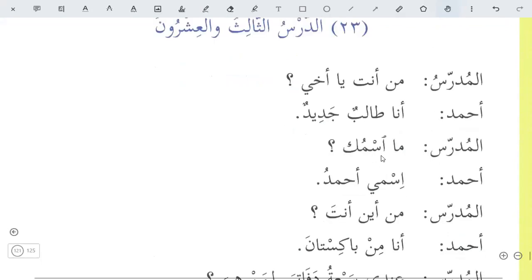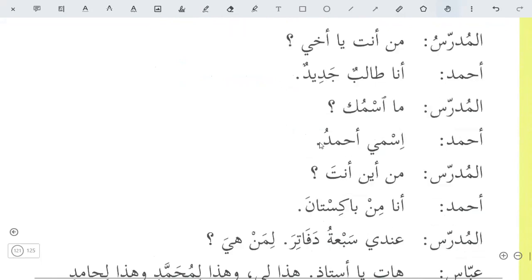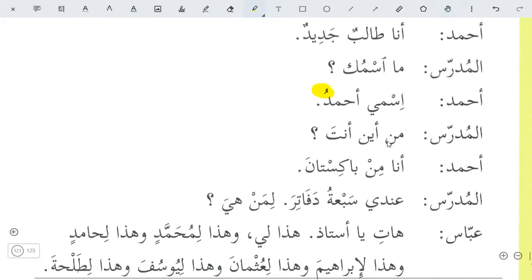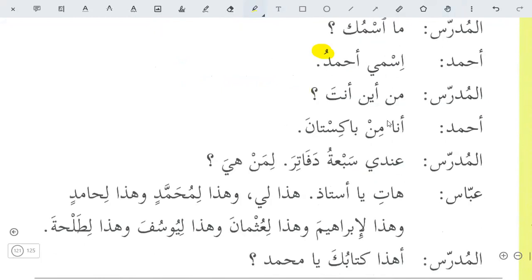Masmuka, what is your name? Ismi Ahmadu. My name is Ahmad. Ahmadu is mamnu min as-sarf. Min aina anta? Where are you from? Ana min Pakistana. I am from Pakistan. Min Pakistana, mamnu min as-sarf.